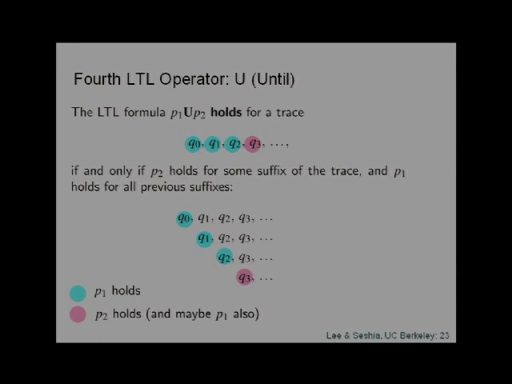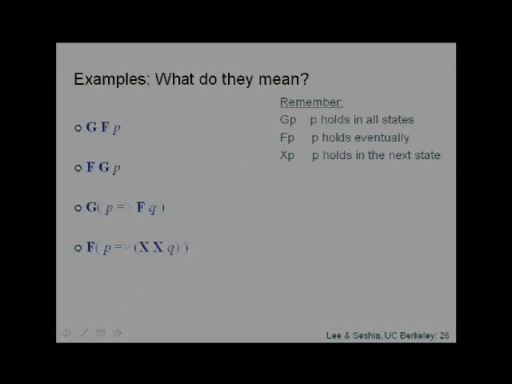Okay, so we've looked at 4 operators, and let's just look at some formulas that involve 3 of them. So globally P means that P holds in all states in a trace. Future P means that P holds eventually in some state, and X of P means that P holds in the next state. Okay. So here are a few more patterns. We have seen this one already. But let's think about these two. So this one is globally future P. Can somebody tell me what this means? So if a trace satisfies GFP, what's the pattern of P's that you see in that trace?